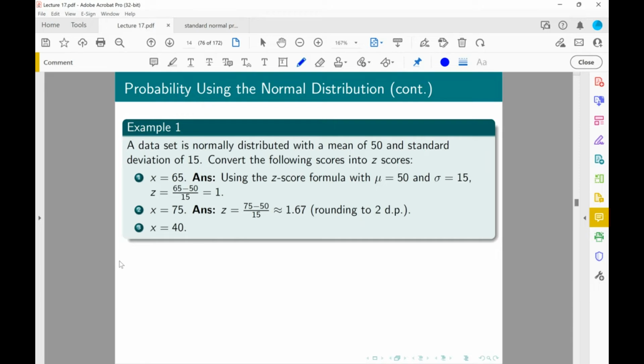Finally, 40, do you expect a positive or negative number for our z-score? What do you say? Negative, do we agree from chat? Why do we think it's a negative z-score? It's lower than the mean. Lower than the mean, agreed. So we're going to get 40 minus 50 on 15. So that's a z-score of about minus 0.67.